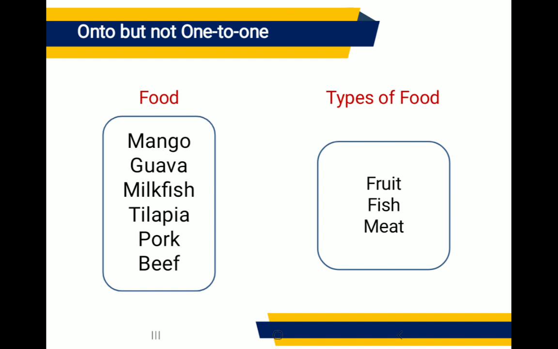Next, onto but not one-to-one. So we have food and types of food. So I have mango.